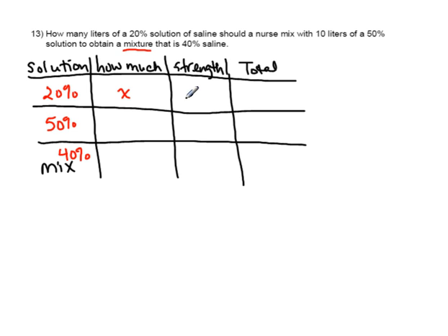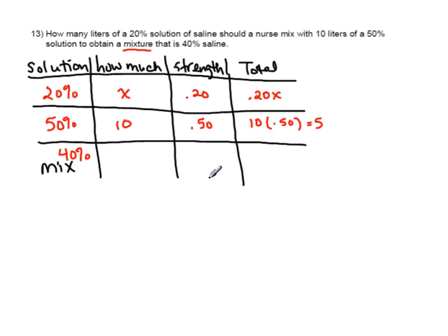So that's going to be x. And 20% is going to be the decimal 0.20. And you multiply across here to get the total. So 0.20 times x is 0.20x. Okay, 50%. Well, the nurse has 10 liters of 50%. So we're going to put 10 liters here. 50% is 0.50. Multiply across, you get 10 times 0.50, which is 5.